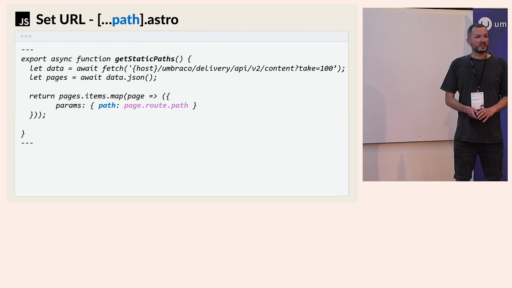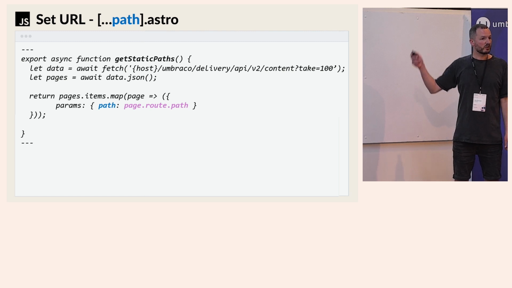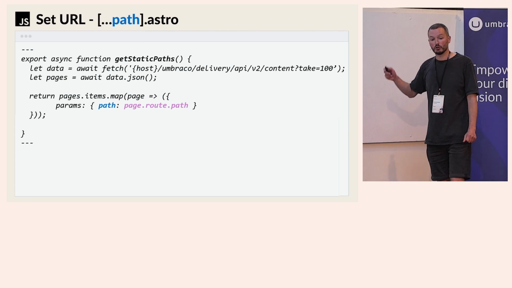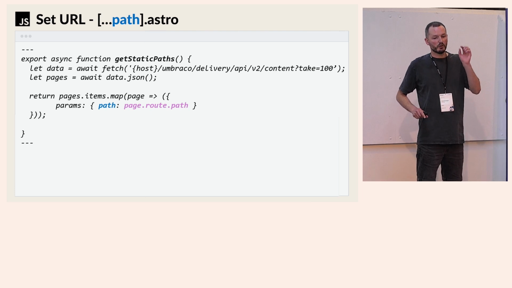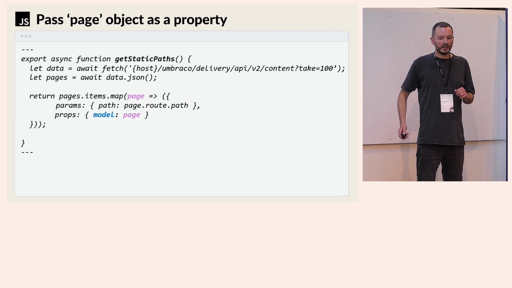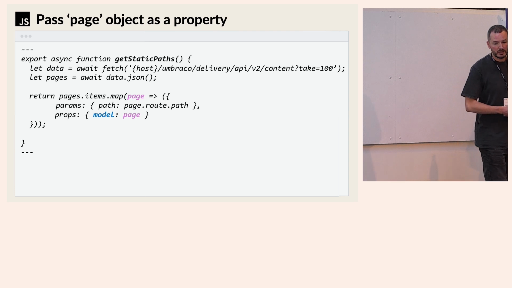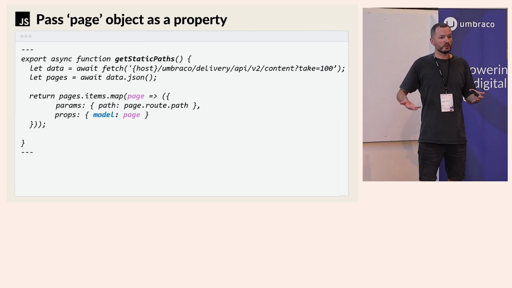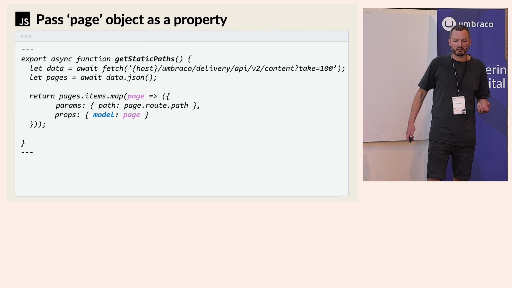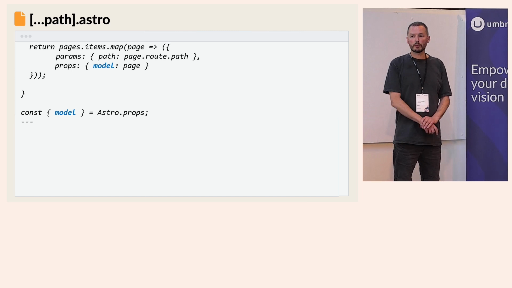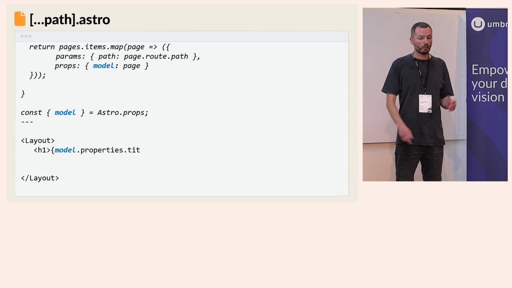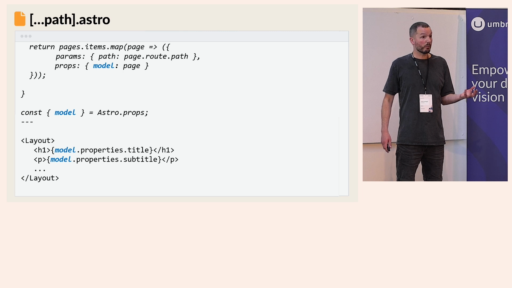So firstly, we can set the URL like this. So this is where the convention comes in. We've named the file path, and now we're going to set a parameter called path and set it to page.root.path, which in the content delivery API is where the URL is stored. Now, we also want to pass it some data to render. Here, I'm actually going to pass it the whole page object to a model property. I want as much data as possible to render in here. Underneath getStaticPaths, then, we're going to deconstruct the Astro properties to get access to that, and then we can output it within the markup area.